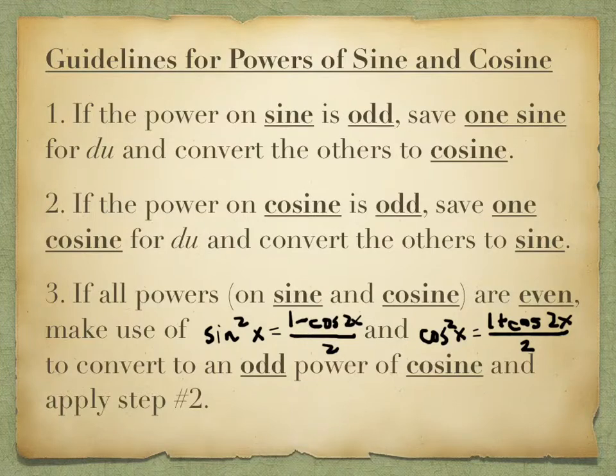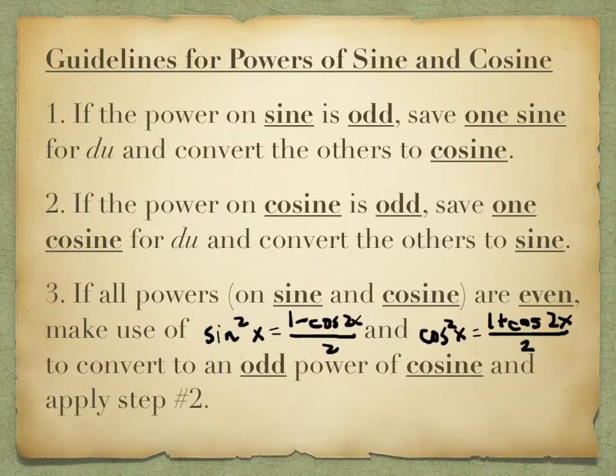We have a very similar process on number 2. If the power on cosine is odd, you do the same thing. You save one of the cosines for du, and then you change everything else into sines, again using that Pythagorean identity that sine squared plus cosine squared equals 1. And then the only case that we haven't encountered is what if we don't have odd powers? Namely, what if all the powers are even?